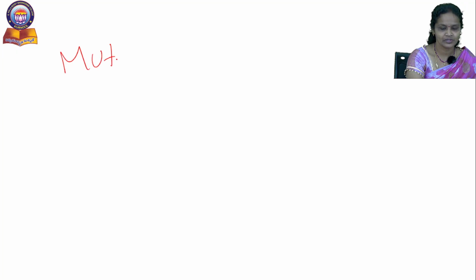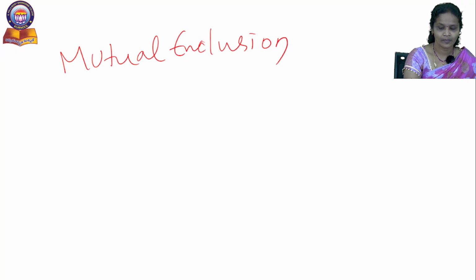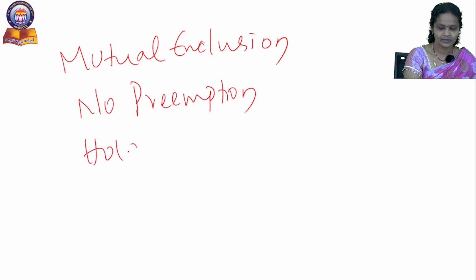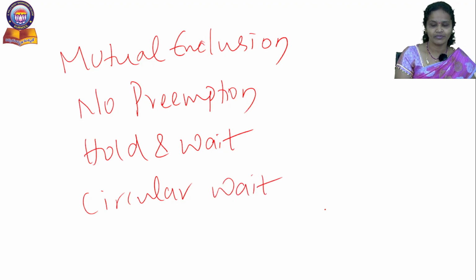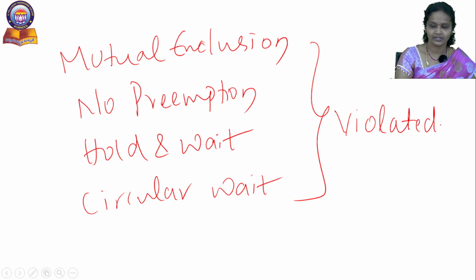The conditions are mutual exclusion, no preemption, hold and wait, circular wait. These are the 4 necessary conditions for the occurrence of the deadlock. In order to prevent a deadlock, we should see that any one of these 4 conditions is violated. That we have already discussed.